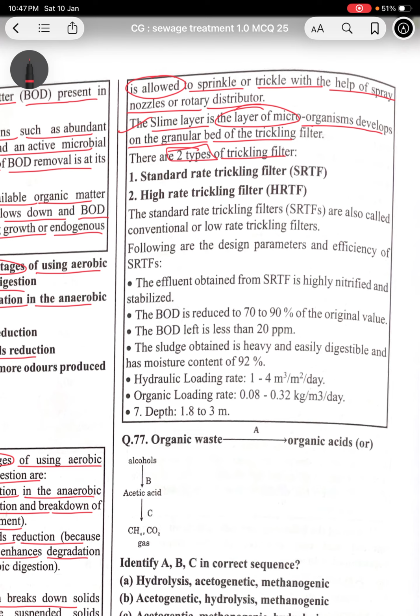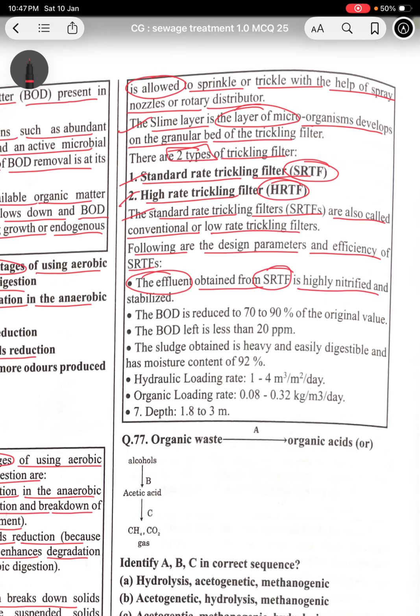There are two types of trickling filter: standard rate trickling filter, SRTF, and high rate trickling filter, HRTF. The standard rate trickling filter is also called a conventional or low rate trickling filter. Following are the design parameters and efficiency of SRTF. The effluent obtained from the SRTF is highly nitrified and stabilized. The BOD is reduced by 70 to 90% of the original value. The BOD left is less than 20 ppm. The sludge obtained is heavy and easily digestible and has moisture content of 92%. Hydraulic loading rate is 1 to 4 cubic meter per square meter per day.